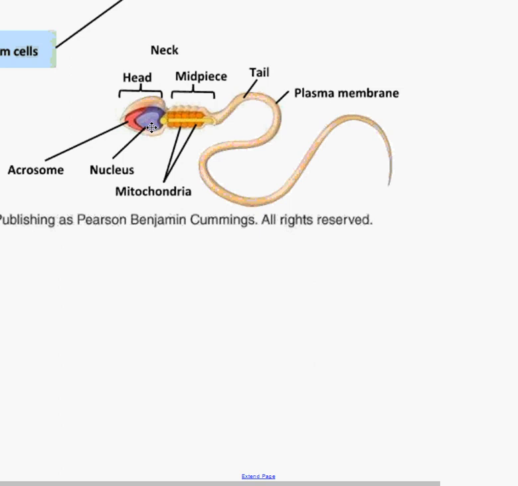Also in the head is the acrosome. The acrosome will be essential in breaking down the barrier between it and the egg so it can make a connection with the egg cell. We'll talk about that in the next video.